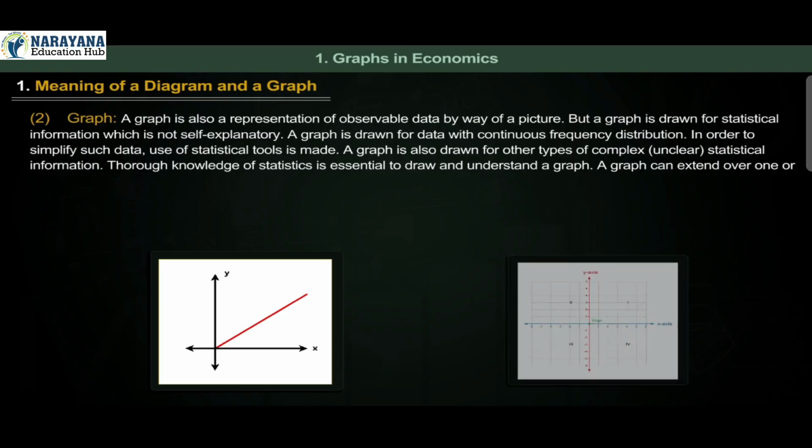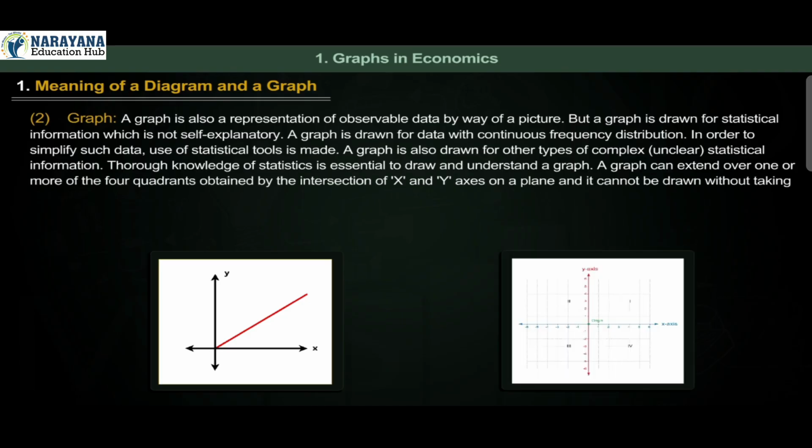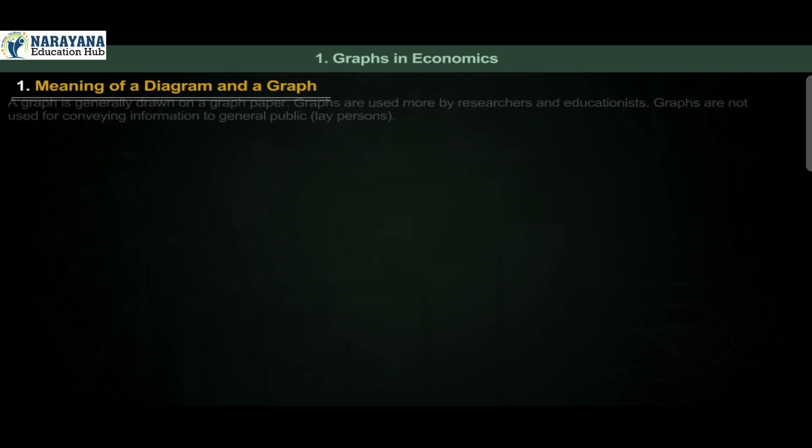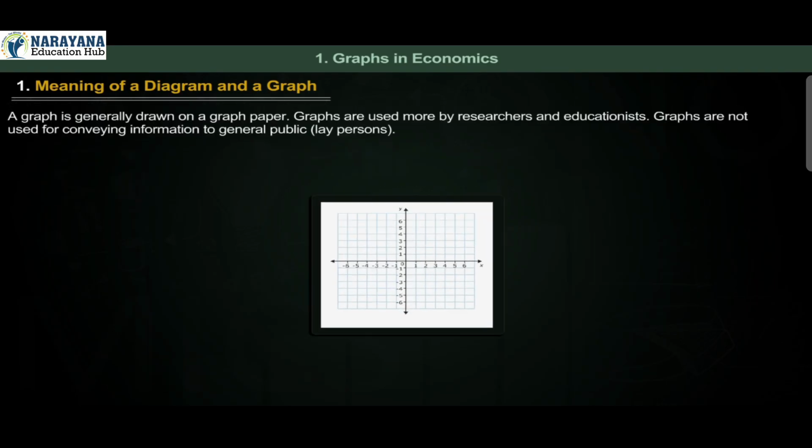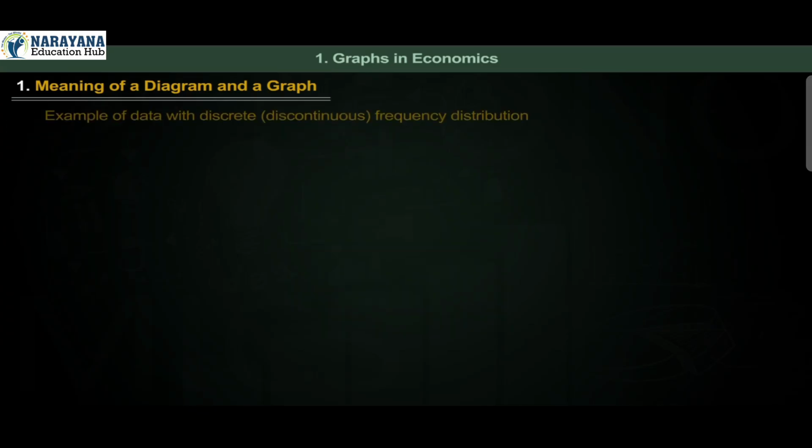A graph can extend over one or more of the four quadrants obtained by the intersection of x and y axis on a plane, and it cannot be drawn without taking appropriate measurements. A graph is generally drawn on a graph paper. Graphs are used more by researchers and educationists. Graphs are not used for conveying information to general public, that is, laypersons.